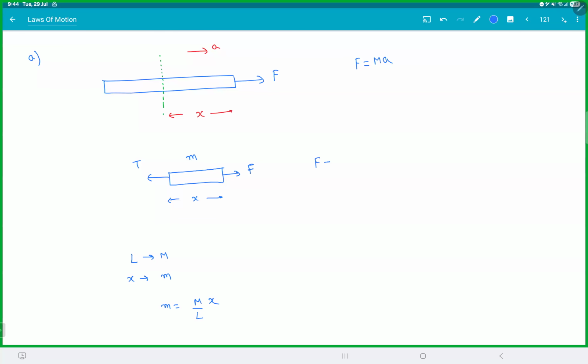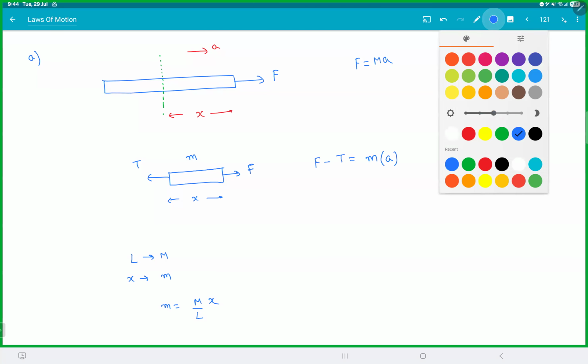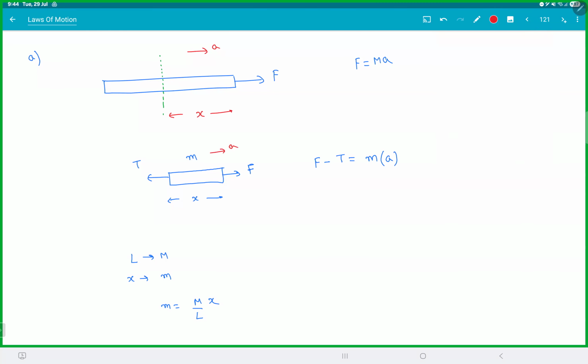Now, what are the forces? F minus T will be small m into acceleration. The acceleration is still the same. The whole thing is going with the same acceleration. Substitute here. F minus T, mass will become m by L times x and acceleration is F by m. Therefore, we get tension is F into (1 minus x by L). Check. This is how you do it whenever they ask you to find tension.